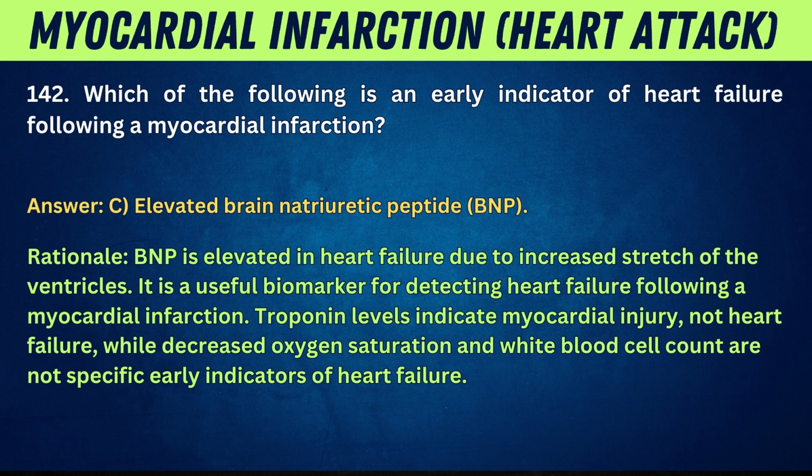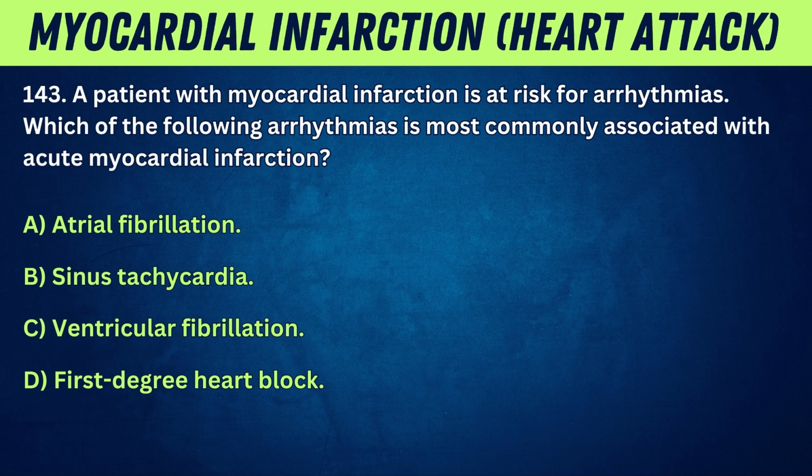Troponin levels indicate myocardial injury, not heart failure, while decreased oxygen saturation and white blood cell count are not specific early indicators of heart failure. 143. A patient with myocardial infarction is at risk for arrhythmias.